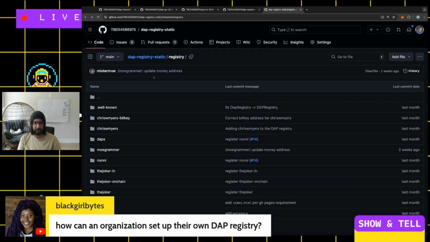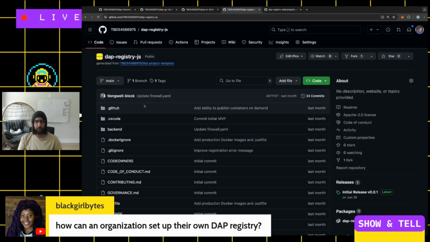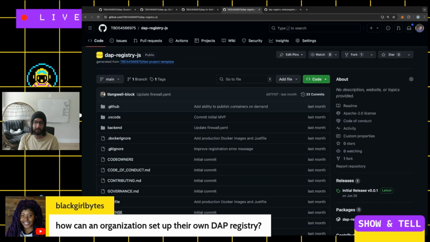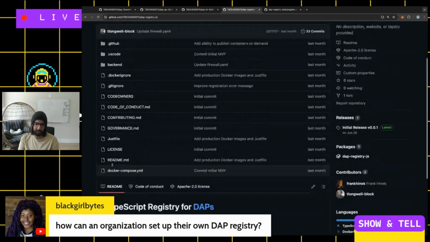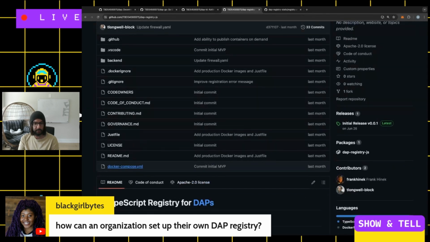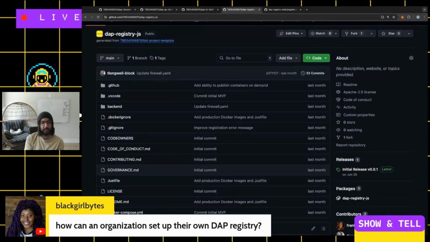Obviously, there are quite a few downsides to leveraging a static GitHub repo as a registry, but in terms of easily getting started, this is probably the easiest way to do it. We also have pre-built DApp registries that you could just clone and run. We have one written in JavaScript. This was written by someone else on TBD, Frank, and it's a bit limited on documentation at the moment, but the idea would be clone it, run it locally, and then you can also deploy it into a Kubernetes cluster. We have Helm charts available in the repo as well that you could leverage to run it as an organization.